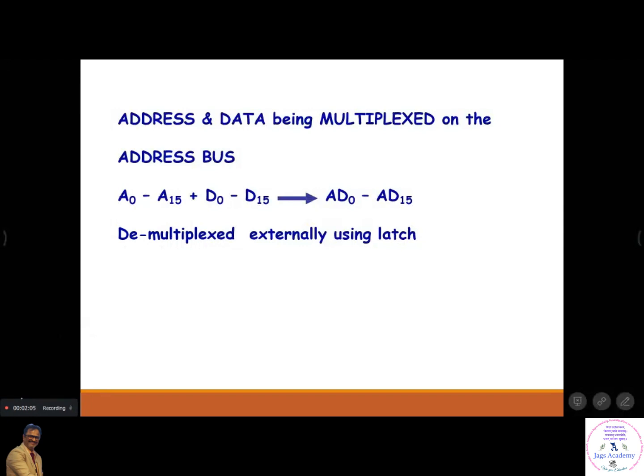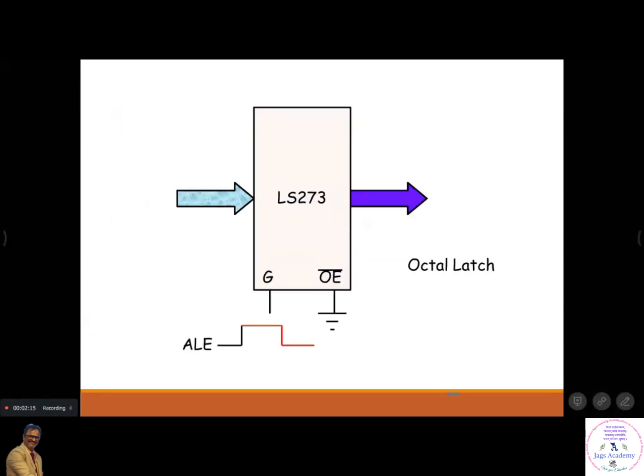What is a latch? Octal latch. Can you tell me what a latch is? Have you seen a latch? A latch, you have used an SR latch, where whatever input appears at the output. You have a D latch. Have you seen a D latch, which makes use of a D flip-flop? What does it do? Whenever the clock goes active, whatever input is there will appear at the output.